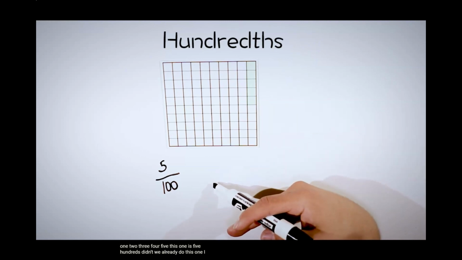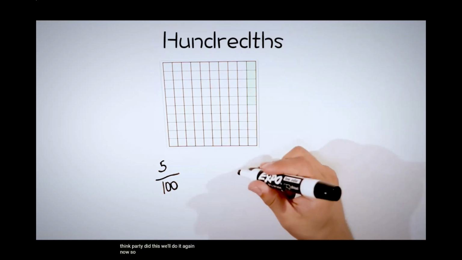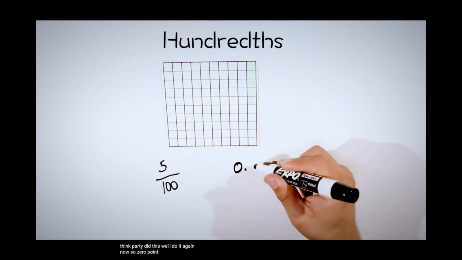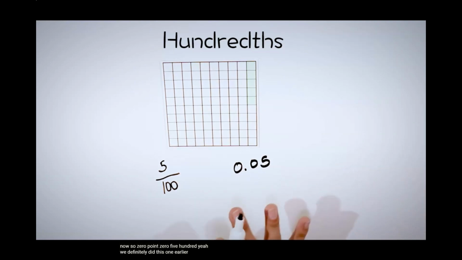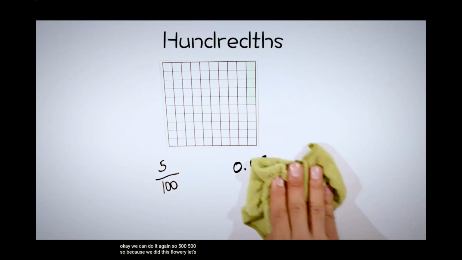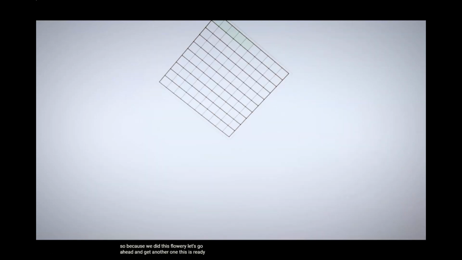Didn't we already do this one? I think we already did this one. We'll do it again now. 0.05. Yeah, we definitely did this one earlier, but it's okay, we can do them again. So 5 hundredths. Because we did this one already, let's go ahead and get another one.